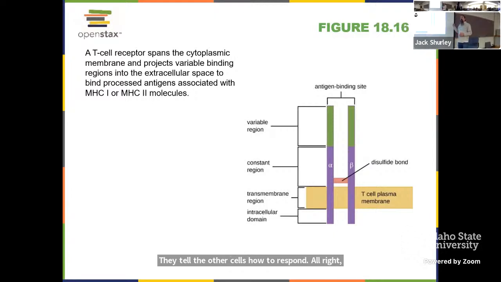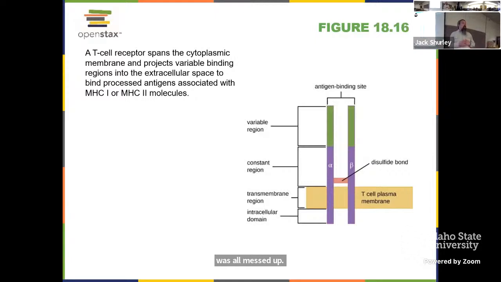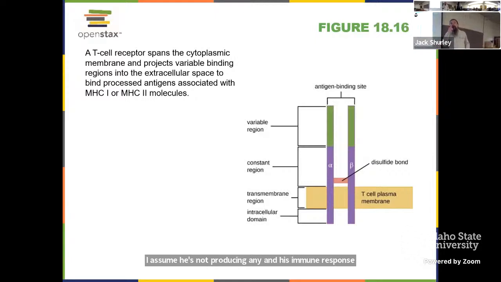So if there are issues with the production of T cells for one reason or another, like the little dude whose thymus was all messed up, I assume he's not producing any, and his immune response is basically non-existent, all right? How can you do any sort of surveillance when the person that should be telling which cell to do what isn't there, right? That's a huge issue. And we'll hit some more details with that a little bit later, all right?